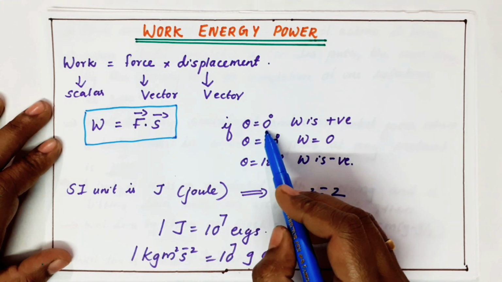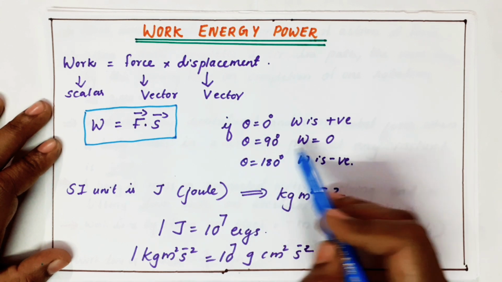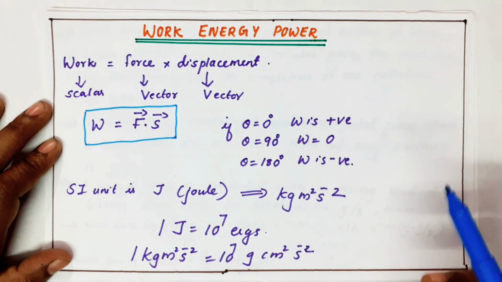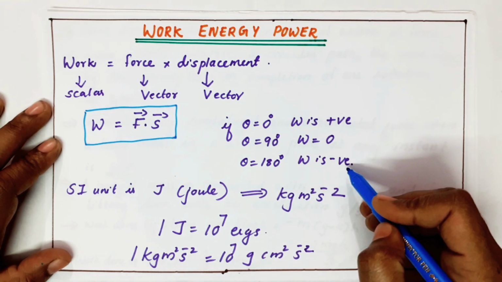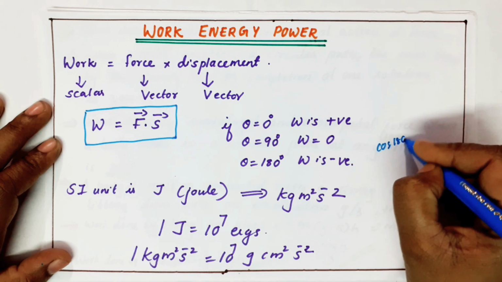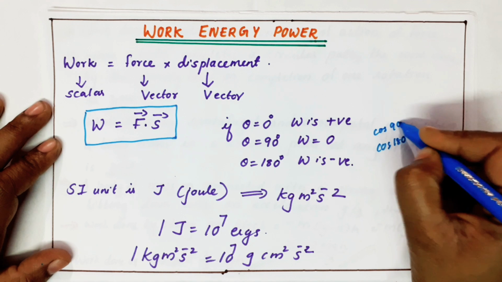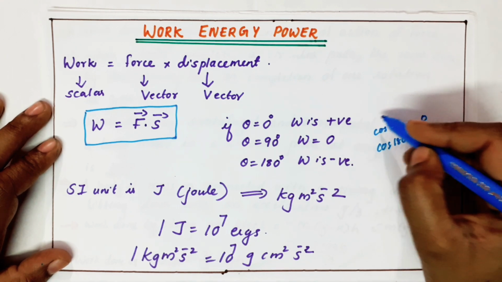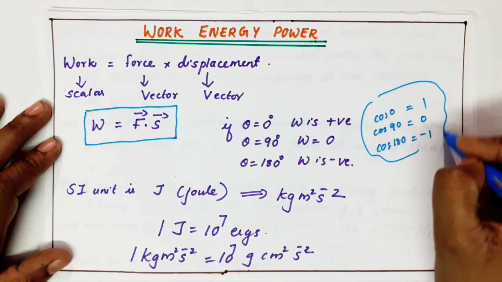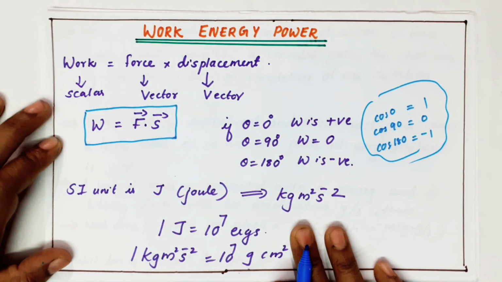If theta equals 0 degree, work will be positive. If theta equals 90 degree, work will be 0. If theta equals 180 degree, work will come as negative, because what is cos 180? Cos 180 is minus 1. What is cos 90? Cos 90 is 0. What is cos 0? It's 1. You remember these values.